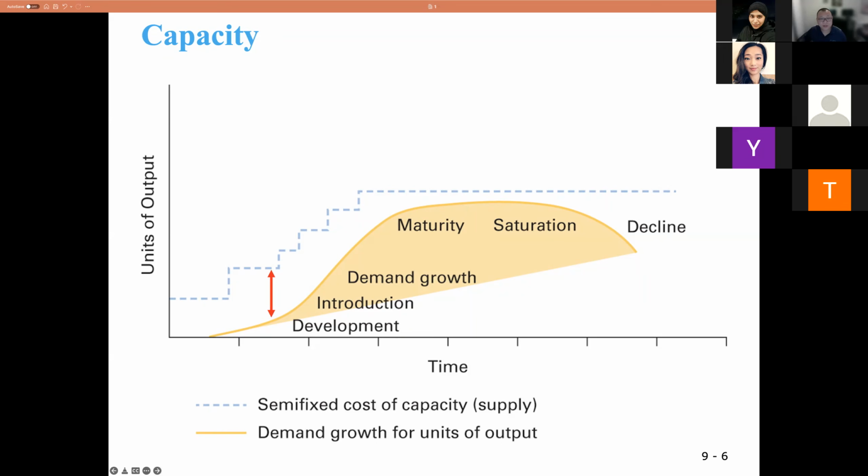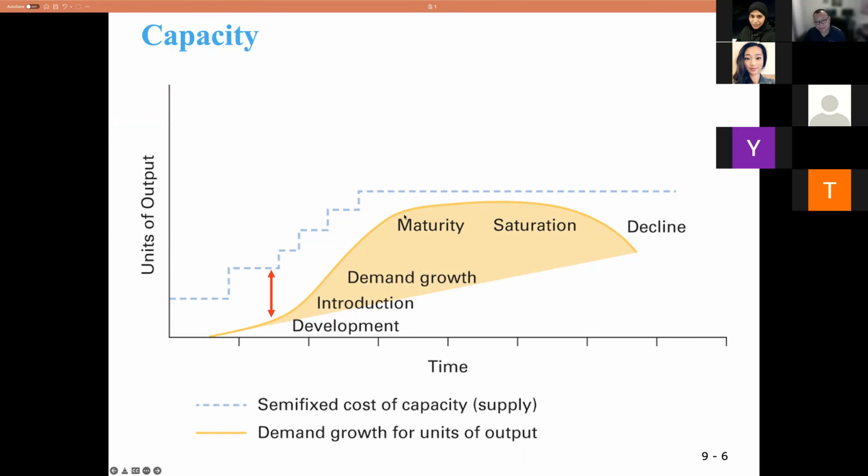So it's very interesting if you see that this supply is a series of step functions, right? This goes up, and then stabilizes, and then goes up again, and stabilizes, like steps, right? So basically, when you are growing your business, the ability of the units of output has to increase, right?